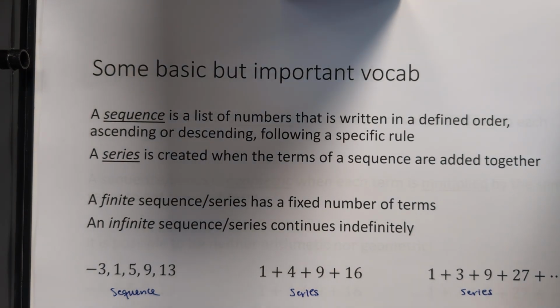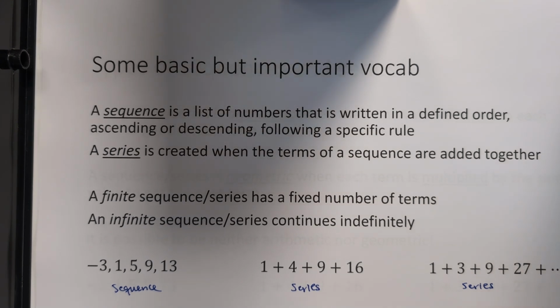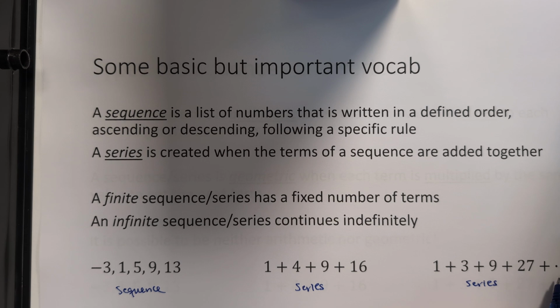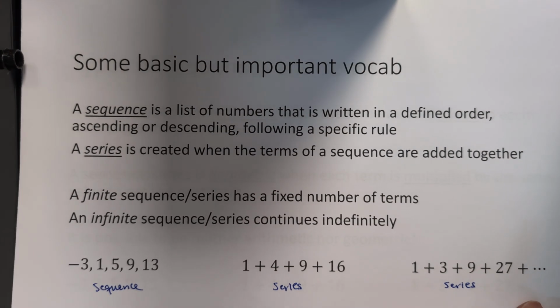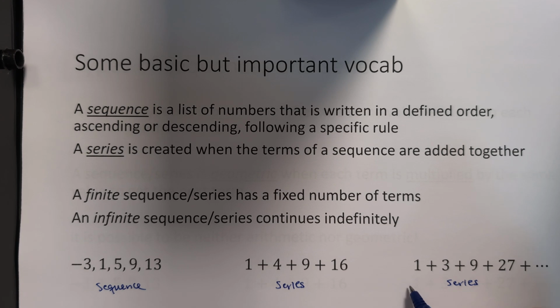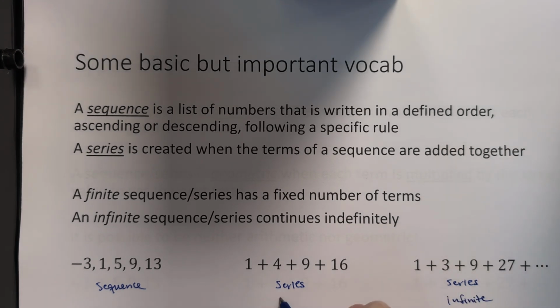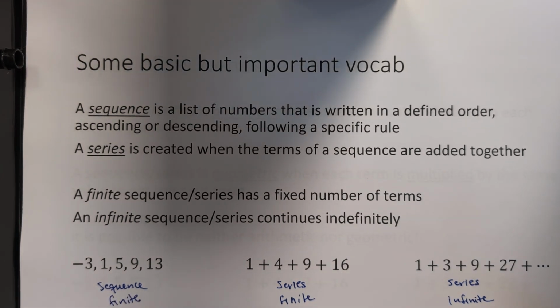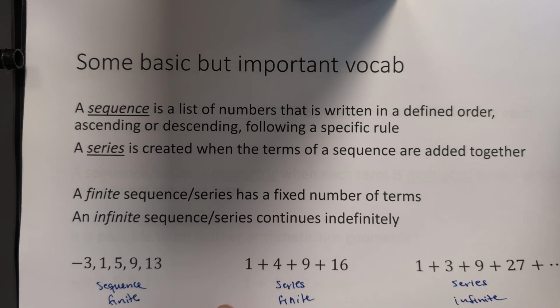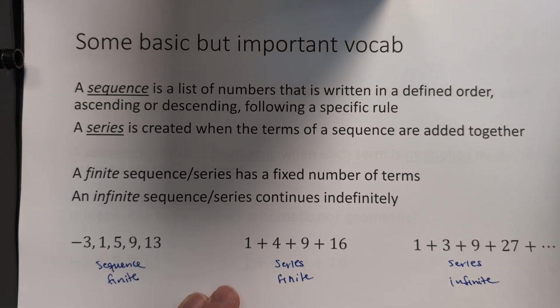Finite, infinite, you've heard those terms before. A finite sequence or series has a fixed number of terms. This one ends, this one also ends, and this one is infinite because it goes on and on forever, indicated in this case by the ellipsis. So this is an infinite series. This is a finite series, and this is a finite sequence. You can pause it as needed to write down all of those notes.